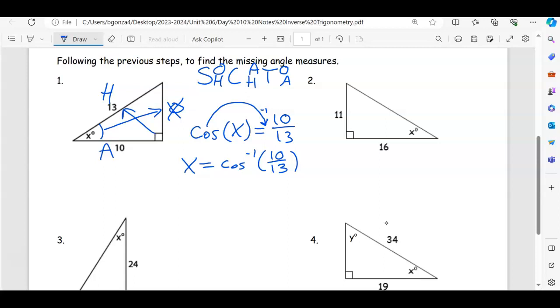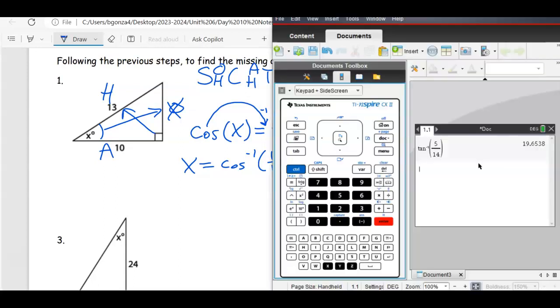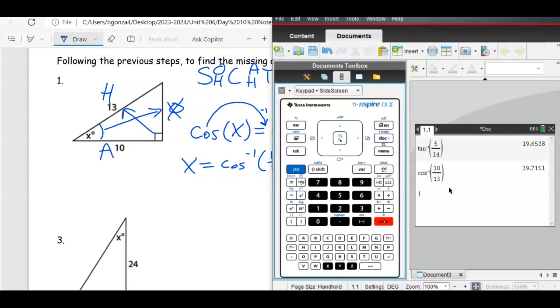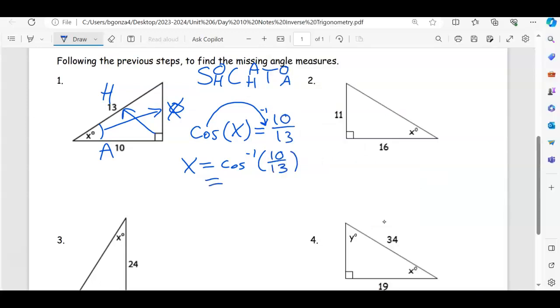All right? And then all we got to do is type it in the calculator. So we go to our calculator, we go to trig, cosine inverse 10 over 13. I got 39.715. 39.72 is what it rounds to. And my units of measure are degrees. Okay, do you see how this works?